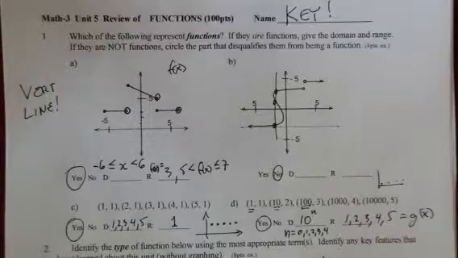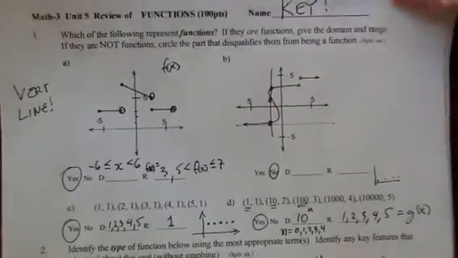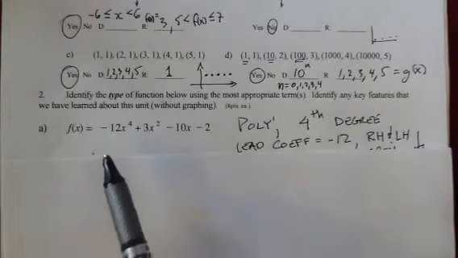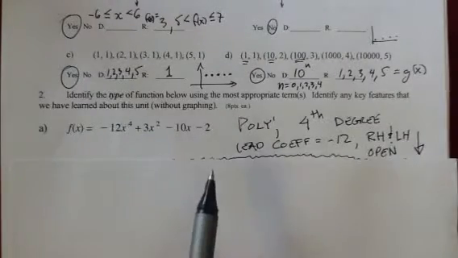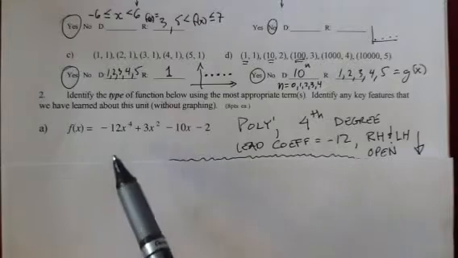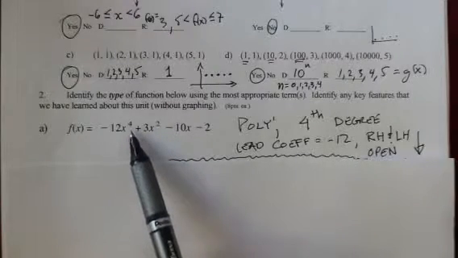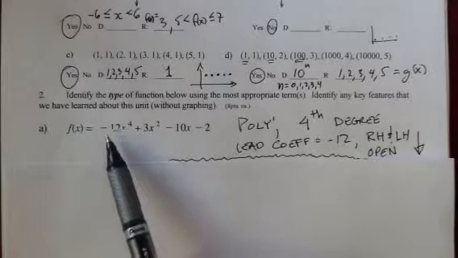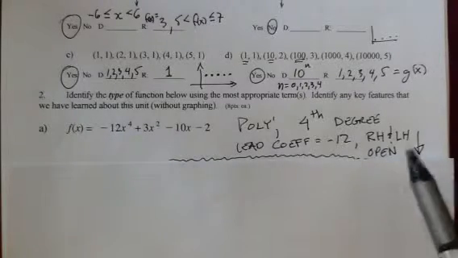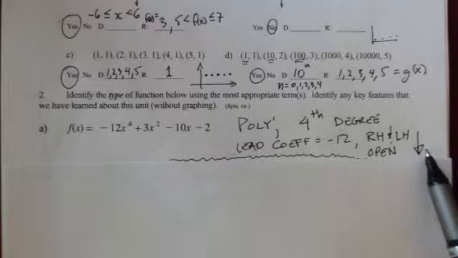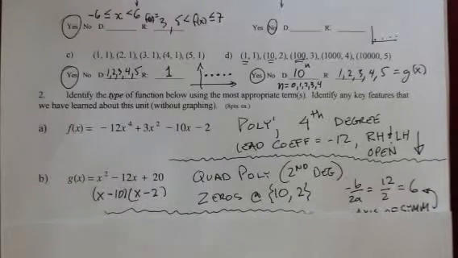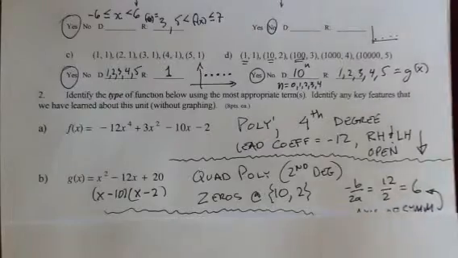The next one, identify the type of function. If you look at this, I just want you to know the vocabulary. Do study that. You should have lots of good words to describe these things. This is a 4th degree polynomial. It has a lead coefficient of -12. The negative sign means that the right hand and left hand ends open downward. In the interest of time, I'm not going to write that all out, but on a test you could write a full sentence about that.